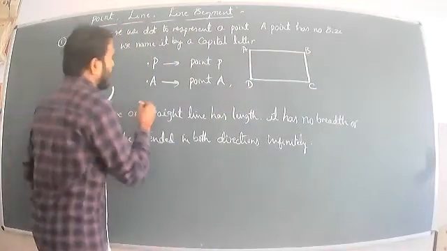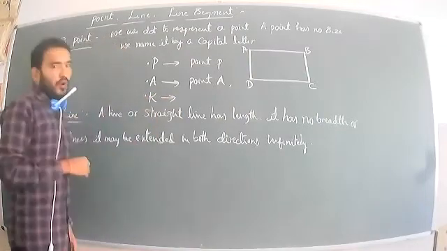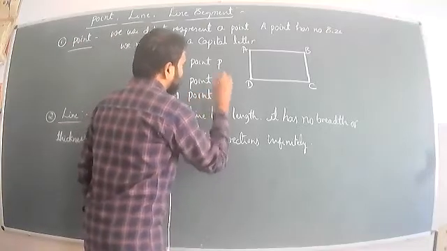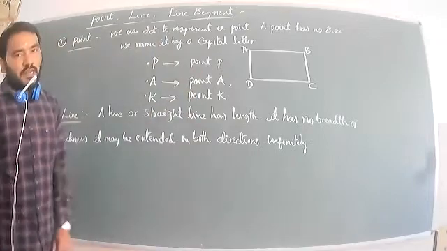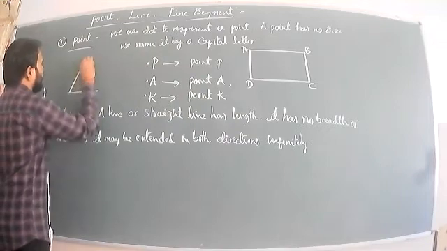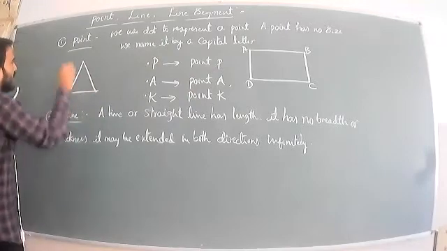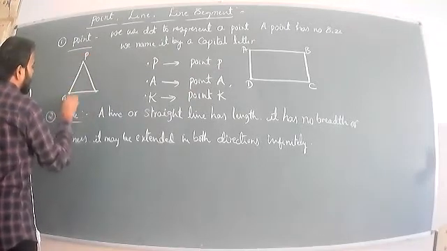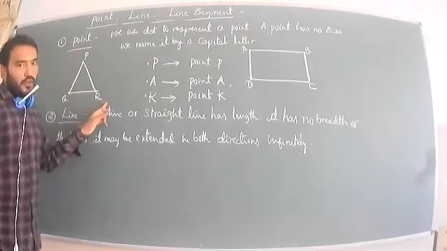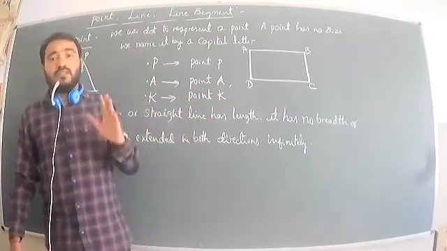Again, one last example: point K. We should write point K, and we read the name as point K. Keep in mind, this was a rectangle. Now the triangle: here also corners represent points. How many corners are there? Totally 3 corners. So we can use P, Q, R: point P, point Q, point R. This is the representation of points in 2D shapes.